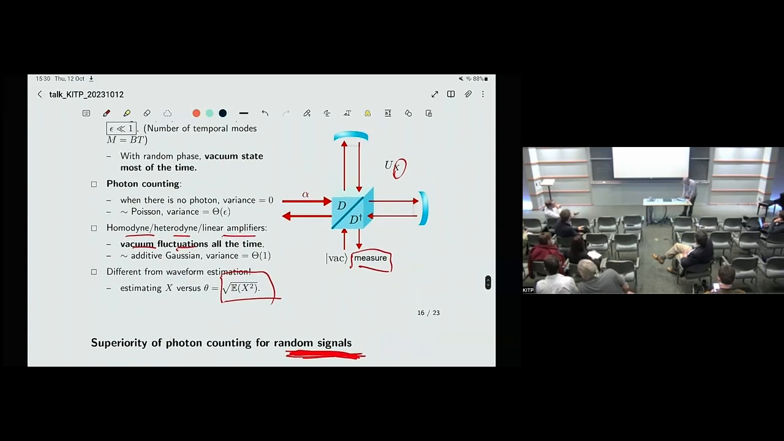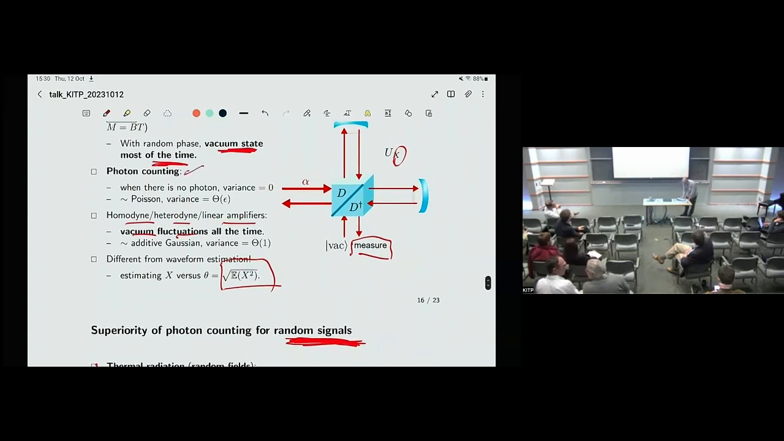So, when there's no photon, you have vacuum state most of the time because of the random phase. So just vacuum state, there's no information. If you're doing photon counting, you have a quiet background, in principle zero background. And in general, you have Poisson statistics. The variance depends on the signal. If you're doing homodyne, heterodyne, linear amplifiers, vacuum fluctuations all the time. So that's the best way I can explain this. Not sure if it's making sense.